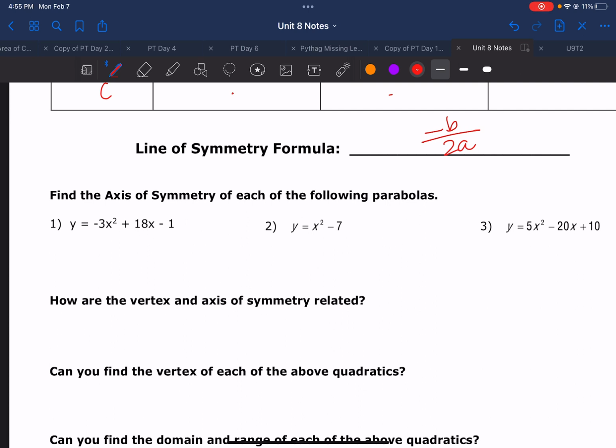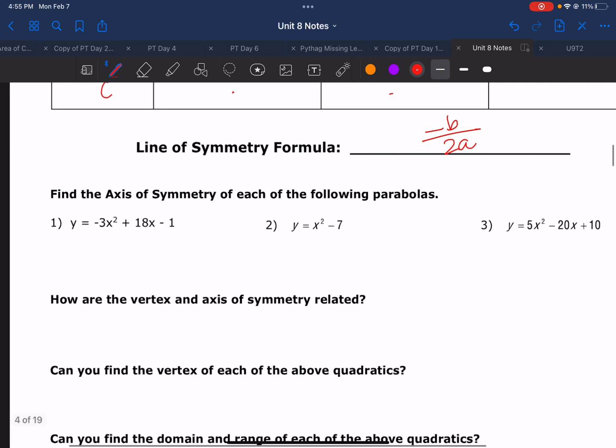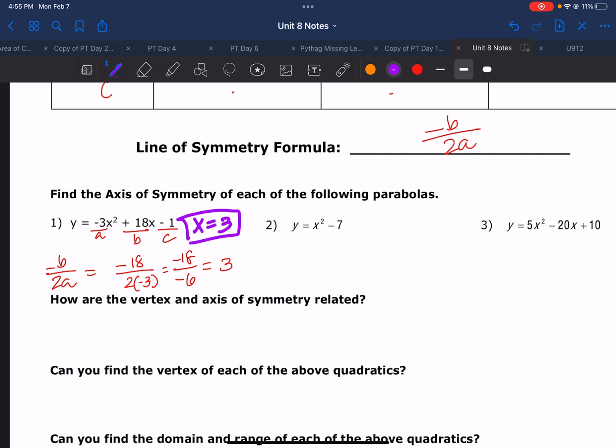This formula says negative b over 2a. So first, let's figure out, this is my a, this is my b, and this is my c. So if it's negative b over 2a, I just plug it in. Now I have a negative 18 over 2 times a, which is a negative 3, and we just solve it. It's a negative 18 over a negative 6. What is a negative divided by a negative? That's a positive. And what is 18 divided by 6? That's going to be 3. So your axis of symmetry is, remember, it's an equation. It's actually x equals 3. Bam. Easy peasy.